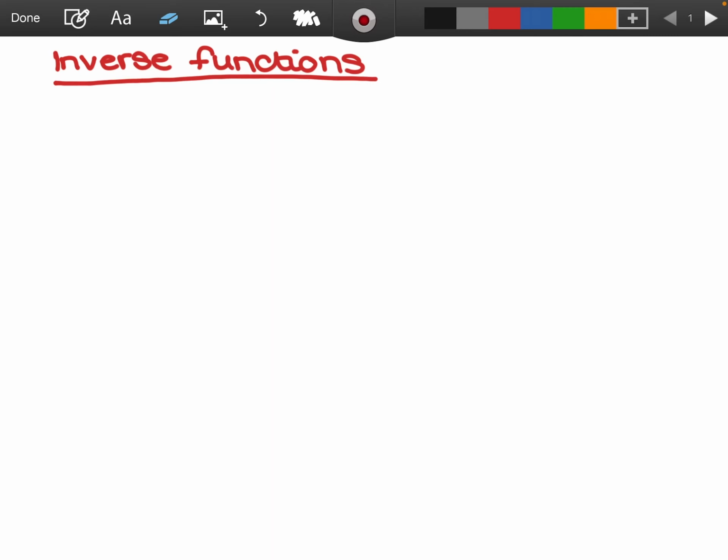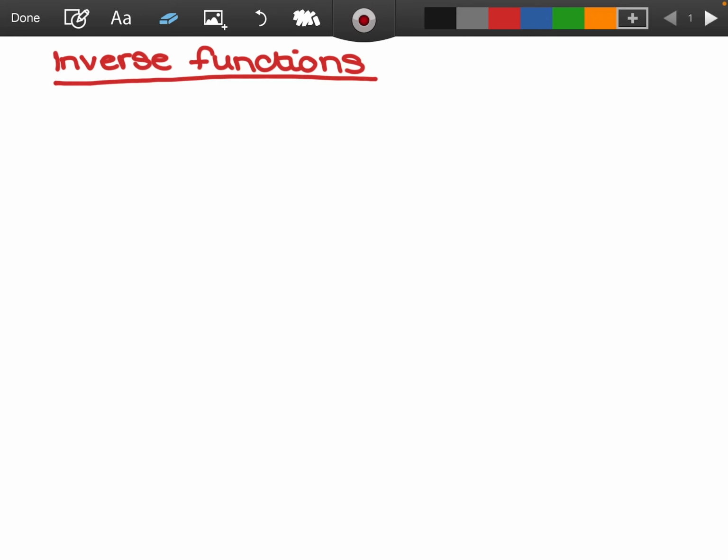In today's video, we're going to look at inverse functions: given a function, can we find its inverse, and also look at evaluating inverse functions at a particular point. The first thing I want to look at is what functions actually have an inverse, and how can we tell from the graph that we can actually get an inverse from a function.